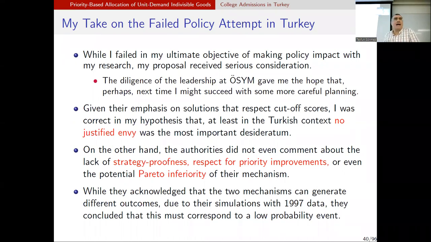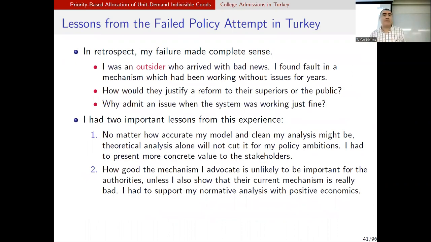I'm a theoretical guy, a theorist who is creating a problem where there is none in the field. While they acknowledge that the two mechanisms can generate different outcomes, due to their simulations they figured this will not happen. So in retrospect, my failure made complete sense. I was an outsider who arrived with bad news. I found fault in a mechanism which had been working without issue for years. How would they justify reform to their superiors or to the public? Because of this random guy? Why admit an issue when the system was working just fine?